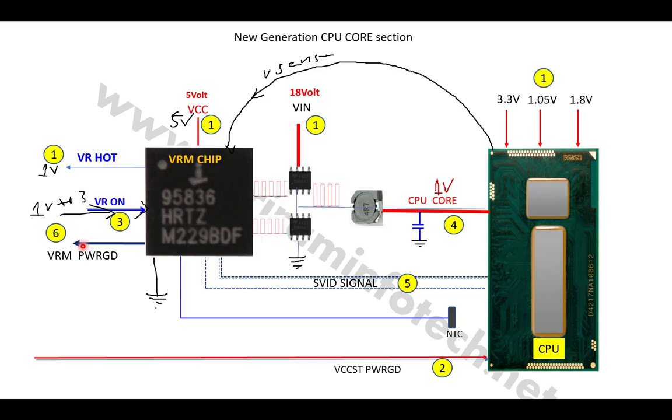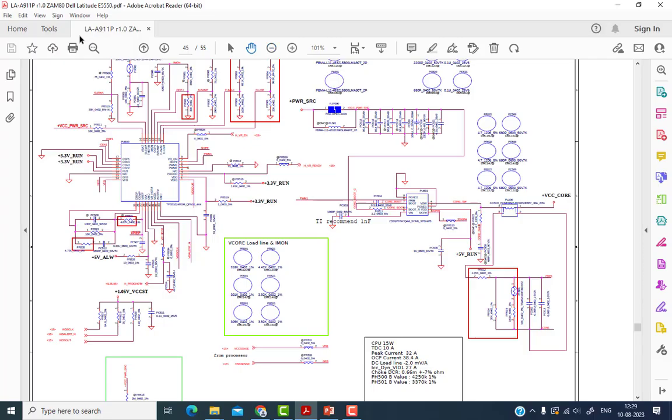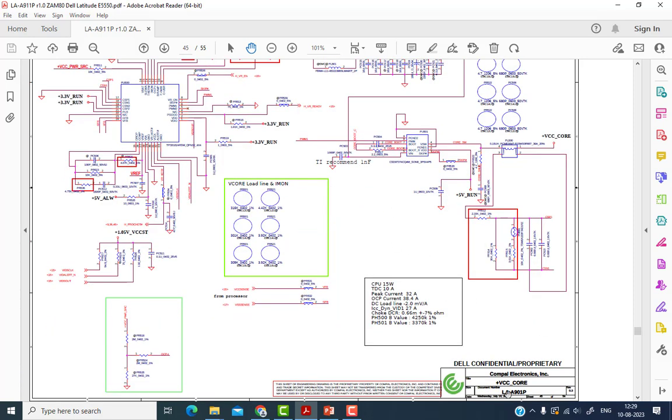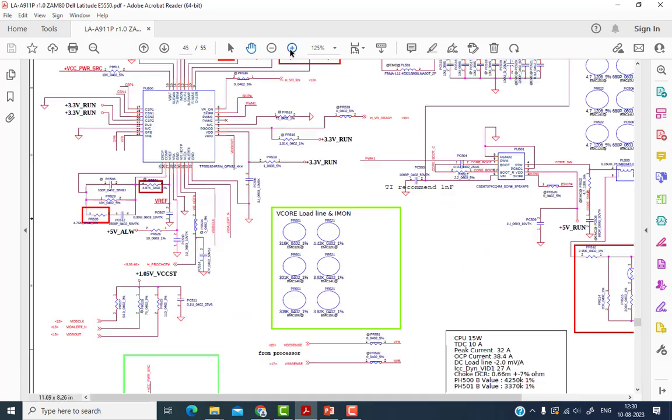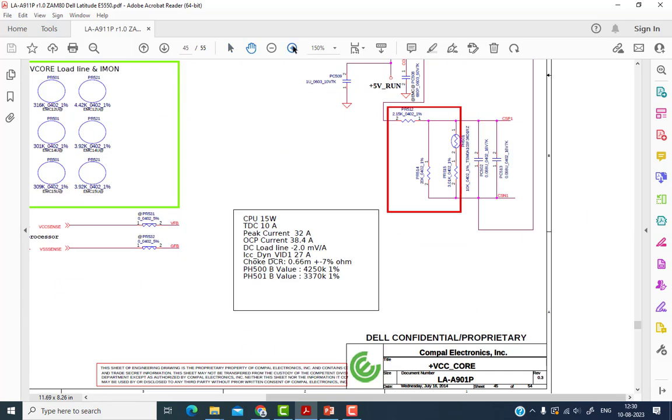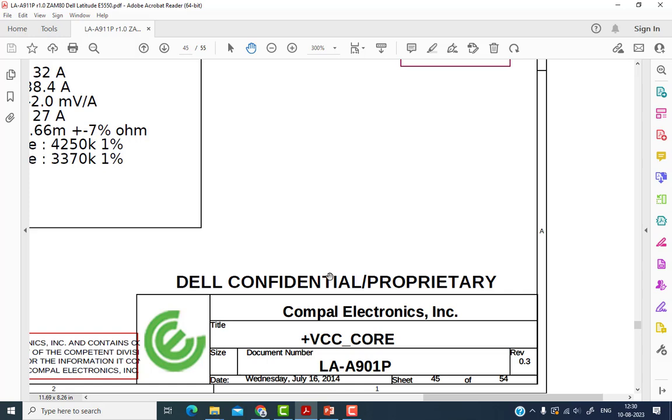Now we'll see how we read the schematic diagrams. So here I open a schematic diagram. The model number is LA911. This is a Skylake processor, and this section is called the VRM section. This core voltage is there, it's written here. This motherboard is a Compal motherboard. You can see here at the corner it's a Compal motherboard, and the motherboard model number is LA901, and this page is called the VCC core voltage, or the CPU core voltage.